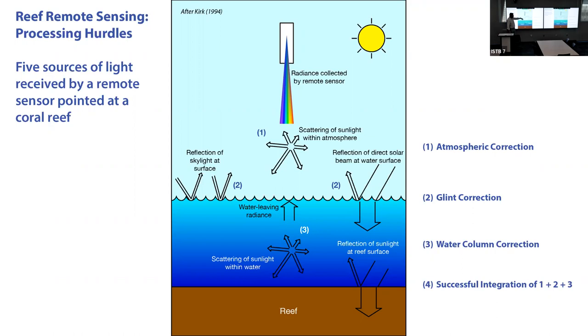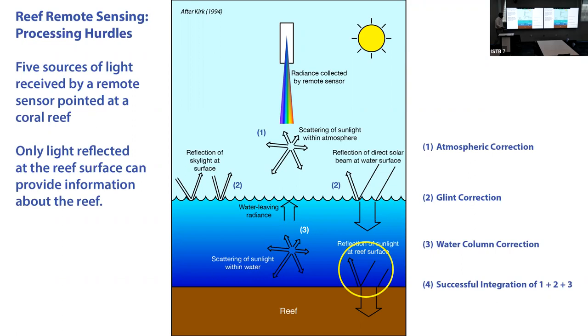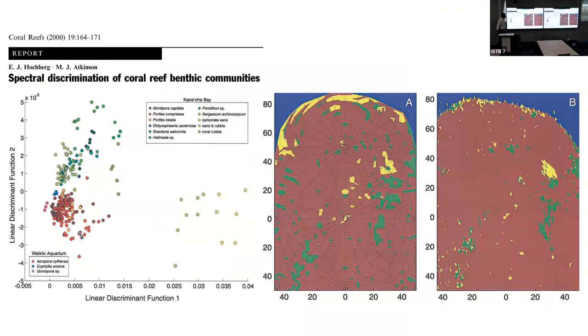Looking down, the atmosphere gets in the way. Light reflects off the ocean surface, that gets in the way. Light scatters in the water, that gets in the way. And then you have reflection of sunlight off the reef surface. Only that can tell you about the reef. Everything else is in the way. So you have to do atmospheric correction, glint correction, and water column correction successfully. And when I showed up, no, it didn't exist. So if you can't do it without the water and atmosphere, then you won't be able to do it with the water and atmosphere.